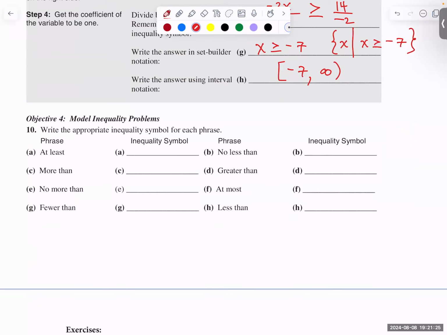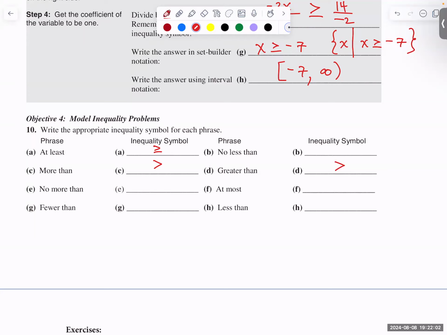Number 10, write the appropriate inequality symbol to translate at least. So numbers that are at least will include the endpoint value with a weak inequality. This would be greater than or equal to. More than is just like is greater than in part D, so that's strictly more than, strictly greater than, so part D is the same answer.